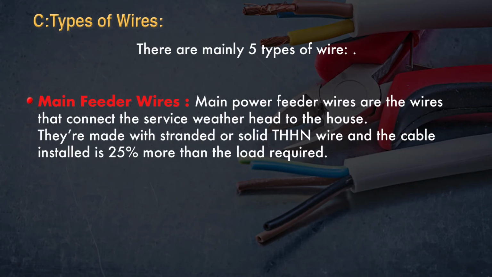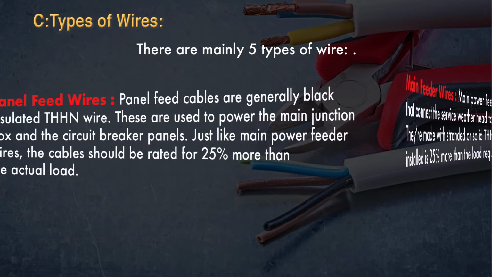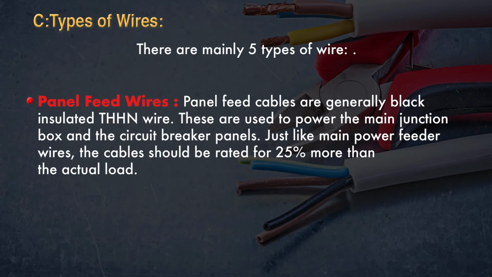Second type of wire is main feeder wire. So what is a main feeder wire? Main power feeder wires are the wires that connect the service weather head to the house. They are made with the standard or solid THHN wire, and the cable installed is 25% more than the load required.